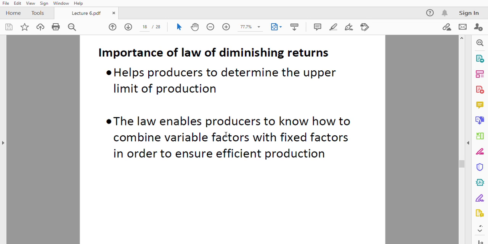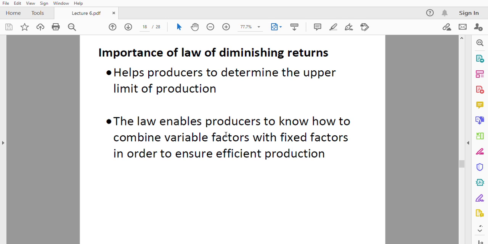If you know when diminishing marginal returns sets in, as a manager or as a producer, then you will note down the upper limit of your production, so that when you get to your upper limit, there is no need to add more variable factors, because your total product will start decreasing. So with that knowledge, you will always produce the maximum level of output you need to produce.